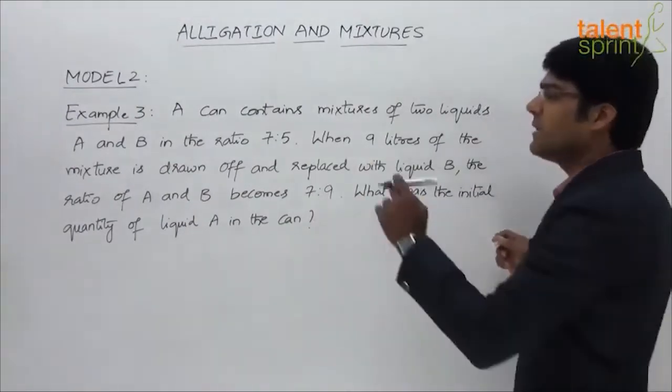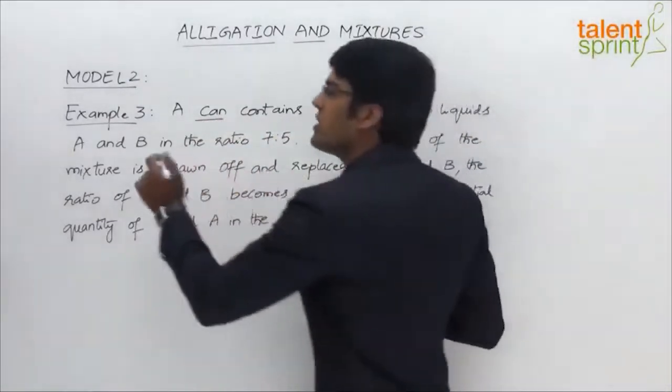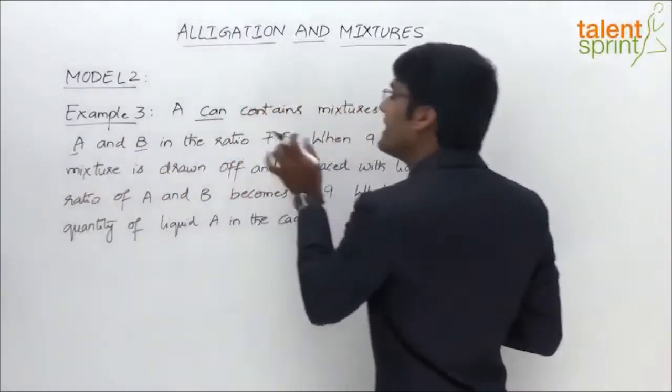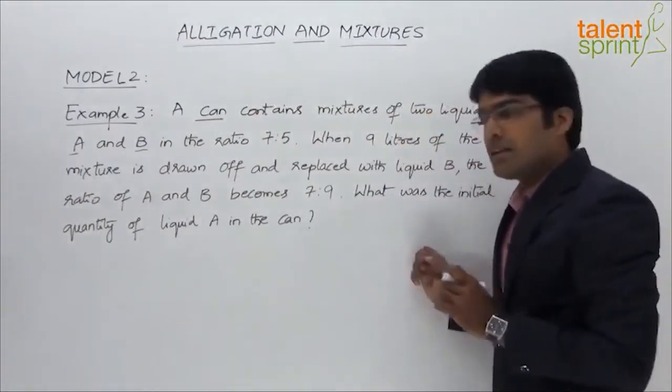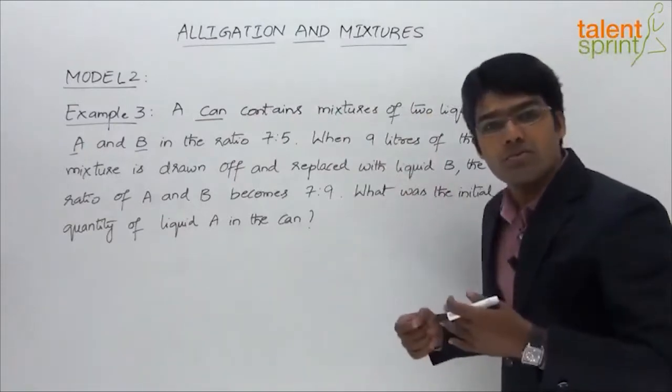If you try to understand the question, there is a can which contains two types of liquids. It has got a mixture of two types of liquids A and B and the ratio is 7:5. Now out of this mixture, 9 liters of the mixture is drawn off. What does it mean?